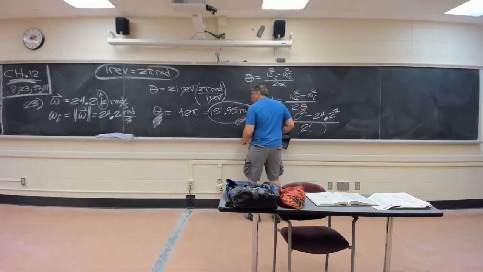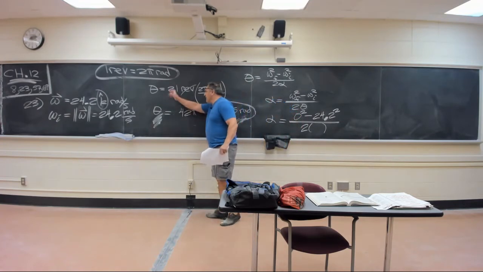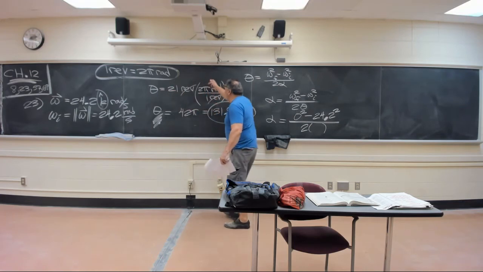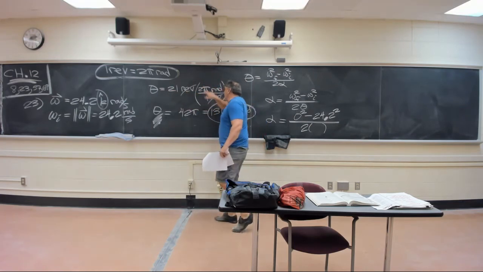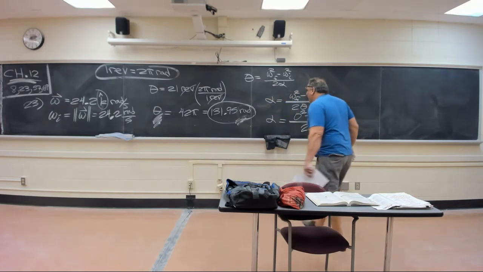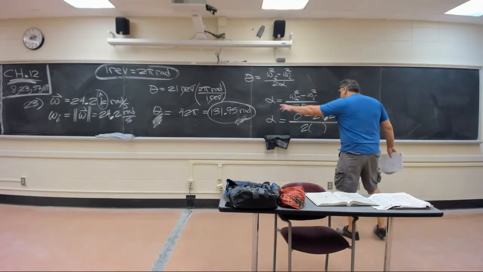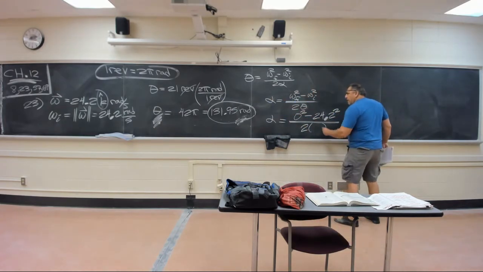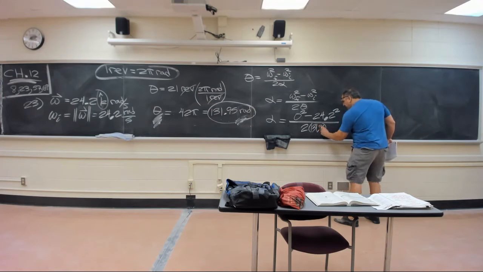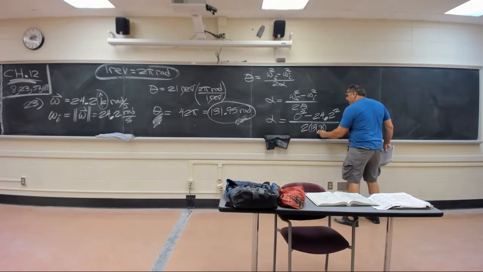They said it was 21 revolutions to begin with. 21 revolutions, every revolution has 2 pi radians. Okay, it's going to be 131.95 radians. Forgive me, sorry about that. It went totally 21 revolutions. Well, 21 revolutions is 131.95 radians. 131.95 radians times 2 on the bottom here, that's 0 radians per second squared. This is 24.2 radians per second.